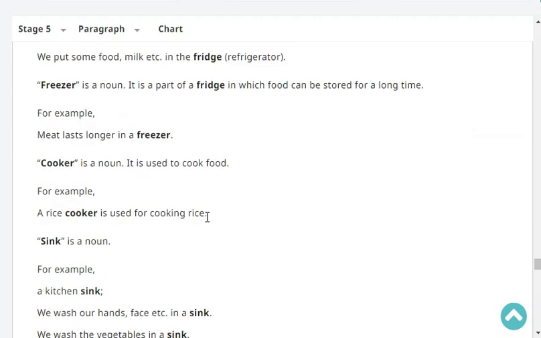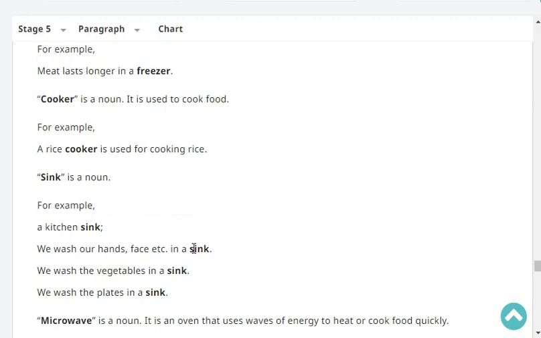Freezer is a noun. It is a part of a fridge in which food can be stored for a long time, the coolest part. For example, meat lasts longer in a freezer. Cooker is a noun. It is used to cook food. For example, a rice cooker is used for cooking rice.